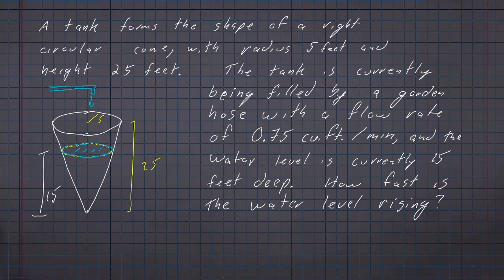All right, here's one for you to try. A tank forms the shape of a right circular cone, as I have depicted on the left. The radius at the top is 5 feet, and the height is 25 feet. The tank is currently being filled by a garden hose, which has a flow rate of 0.75 cubic feet per minute. The water level is currently 15 feet deep. At this point in time, how fast is the water level of the tank rising?